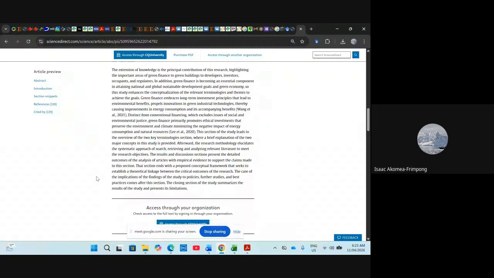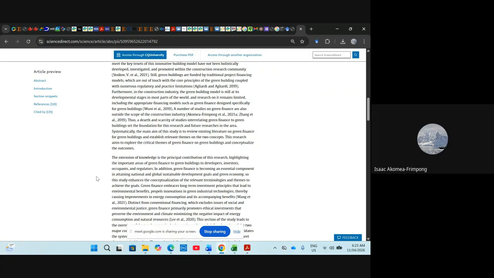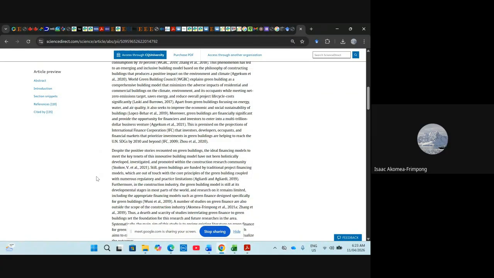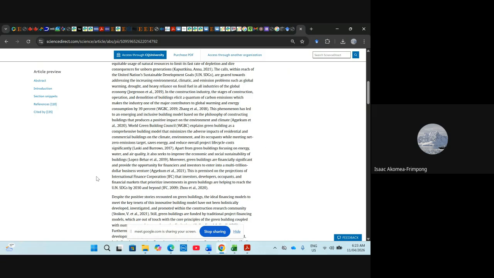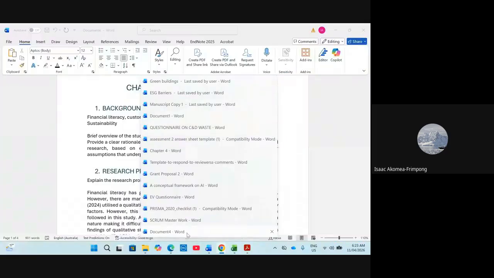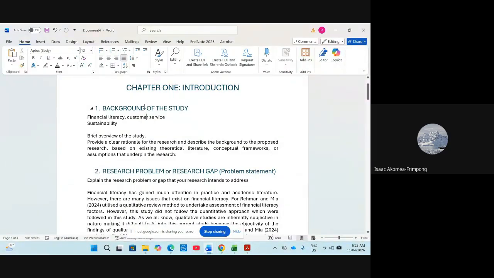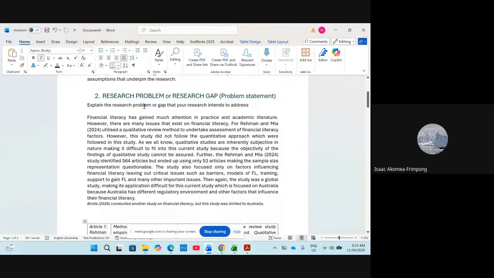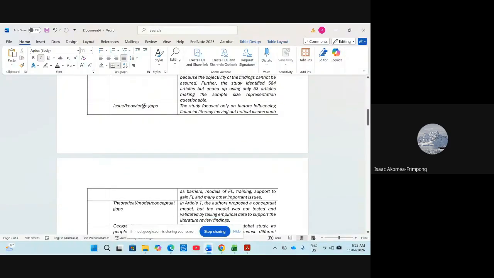There's no subsection. That's introduction. So in journal articles, for your introduction, don't put subsections. It's not a thesis. Take note of this. It's very important. Don't put subsections like background of the study, research problem. We don't do that in journal articles.